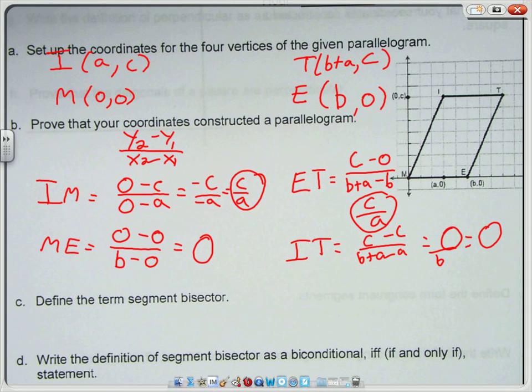You're going to define the term segment bisector. Then you're going to put it in an if and only if statement. You're going to prove that the diagonals bisect each other. If we use bisect, what formula are we going to use? Distance, slope, or midpoint? Midpoint, thank you.